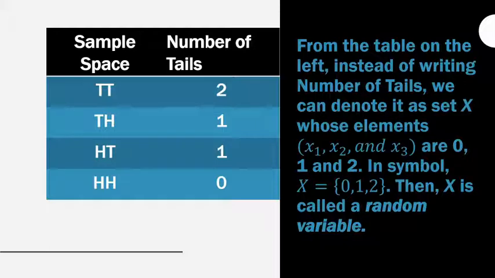Now, from the table on the left, instead of writing number of tails, we can denote it as x. We can replace the number of tails by x. In symbol, we can also rewrite it as x equals 0, 1, 2, or the set that contains 0, 1, and 2. In this case, x is called a random variable, and 0, 1, and 2 are the values of the random variable.